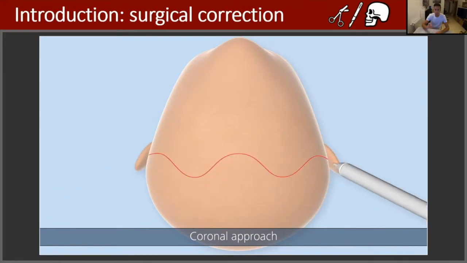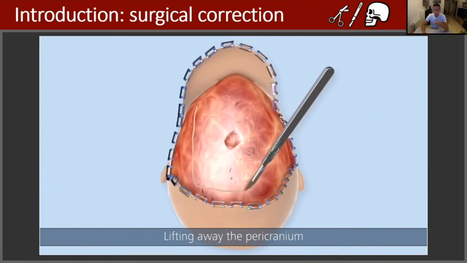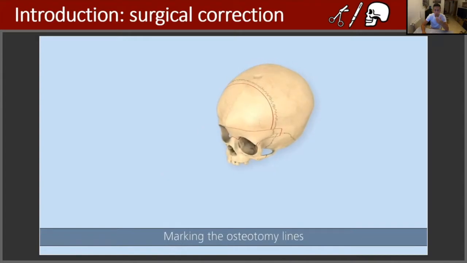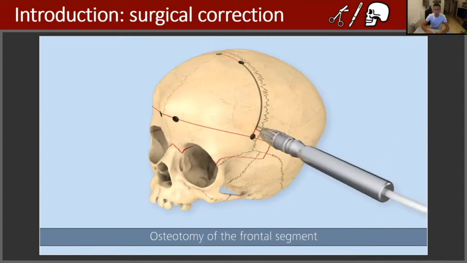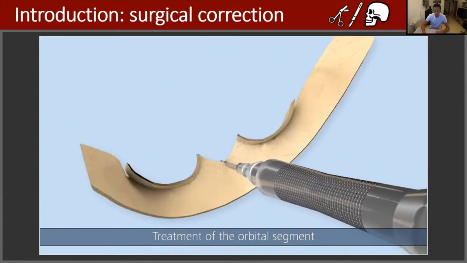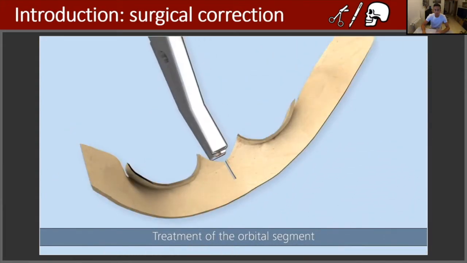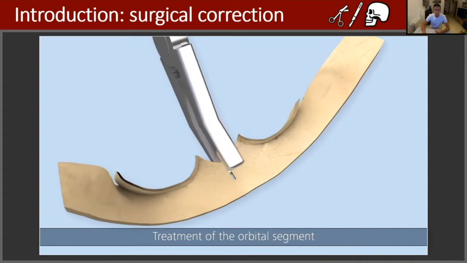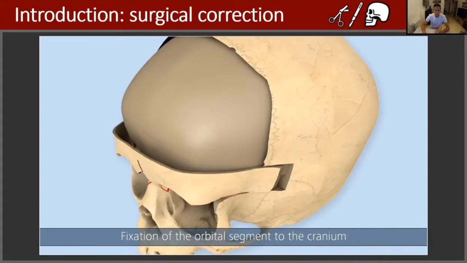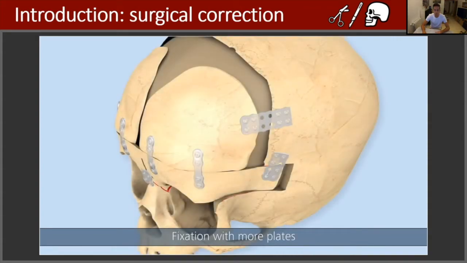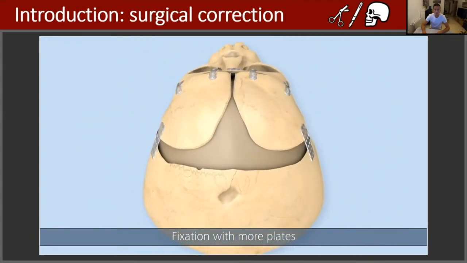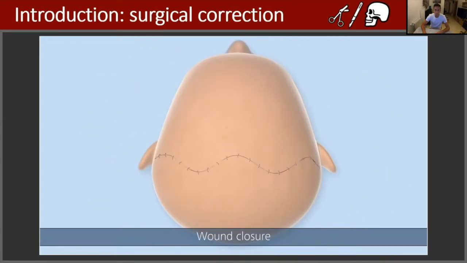Surgery has 3 steps. First, a bicoronal incision is performed in order to expose the cranial surface. Then, osteotomy is performed to resect the affected bone tissue. And finally, this affected bone tissue is remodeled by bending and cutting into different fragments to achieve the desired target shape. Then, once the bone has been remodeled, it is fixed into the patient using resorbable plates, and that's the end of the surgery.